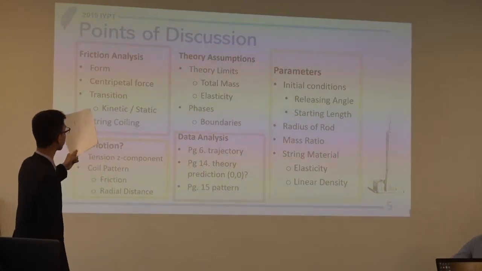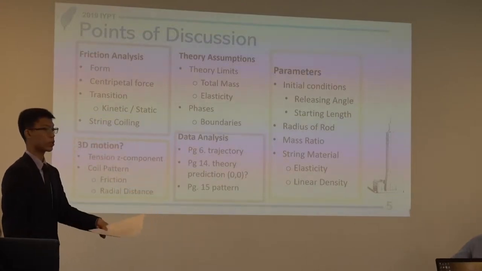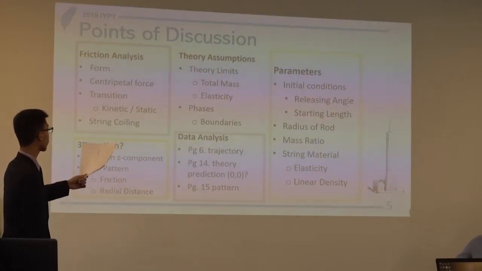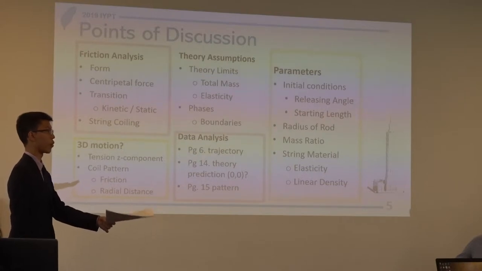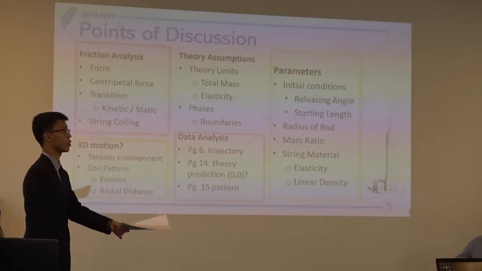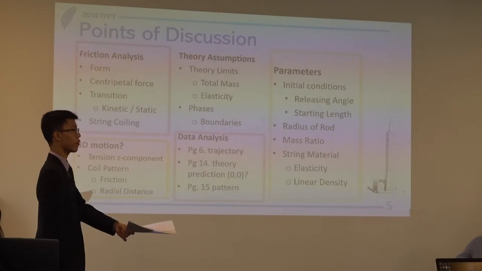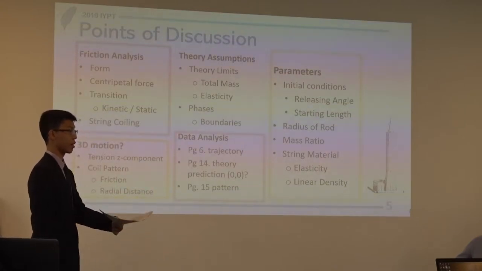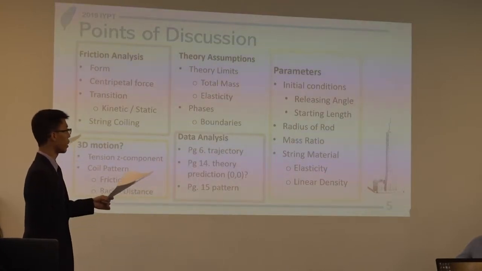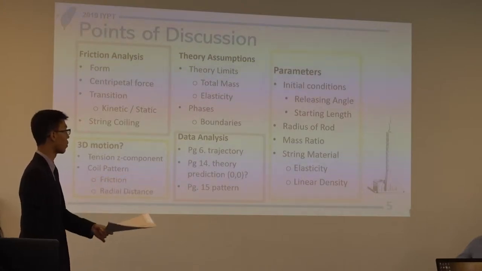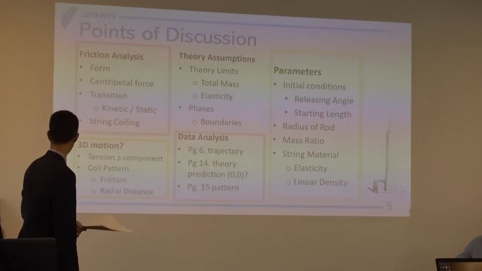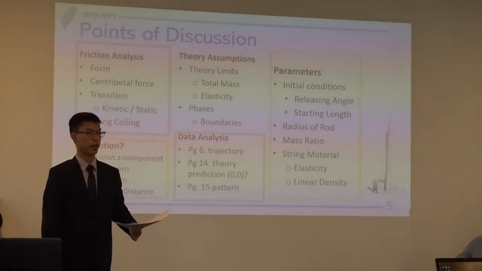Next, I'd like to have some discussion on theory assumptions, including the theory limit, which the report has not explained specifically, including the total mass and elasticity. I'd like to talk about the boundaries of whether the phenomenon will happen or not. Another part is the parameters, including initial conditions with the energy release angle and starting length, and the radius of the rod, which I believe would affect the length of the coiled string, which affects the trajectory. The mass ratio, I believe, has a critical relationship with the phenomenon, and also the string material, which is not very clearly discussed in the report. This ends my presentation. So let's go to the next phase.